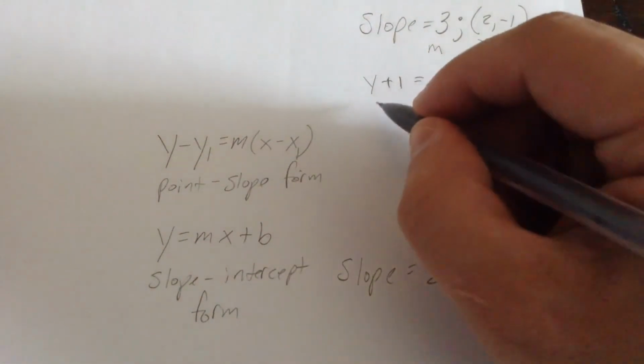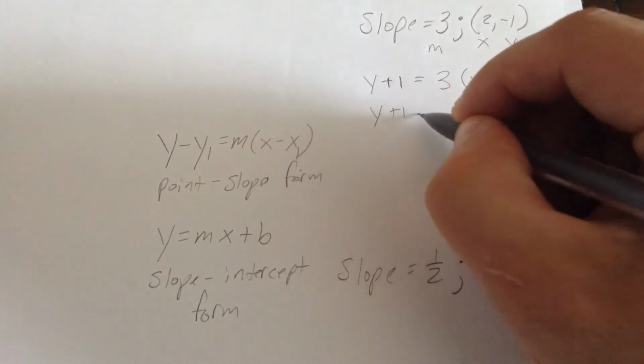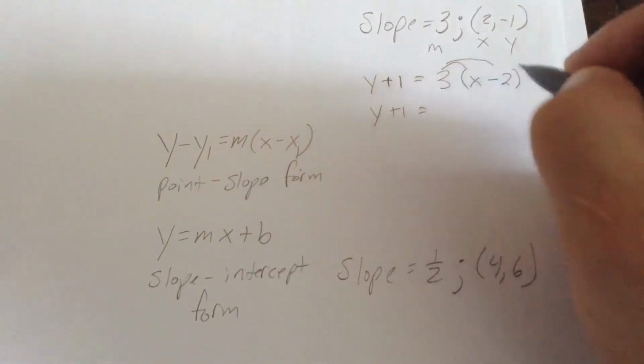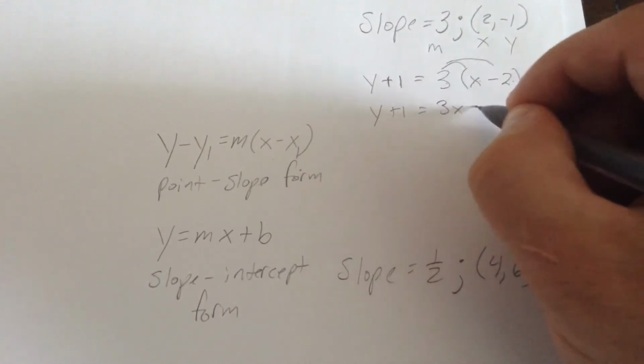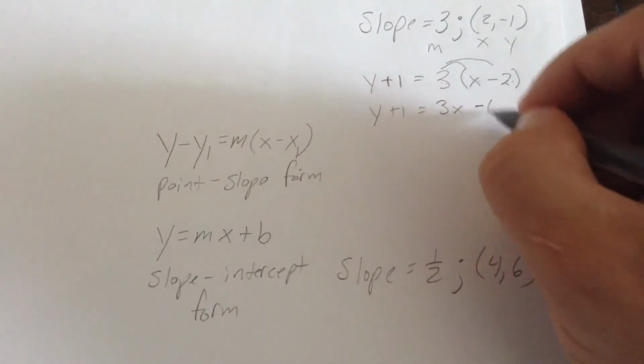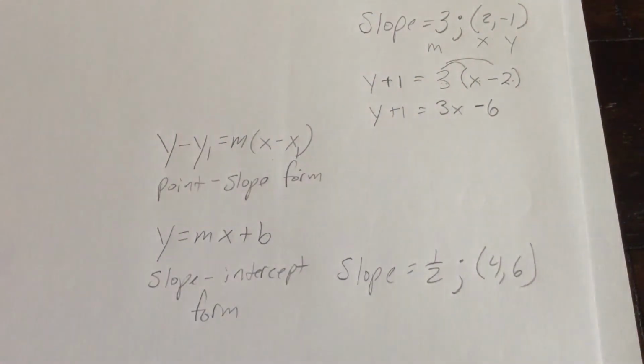Alright, so my first step is to distribute. So 3 times x and 3 times 2. So it'll be 3x minus 3 times 2, which is 6. Okay, I'm almost there now.